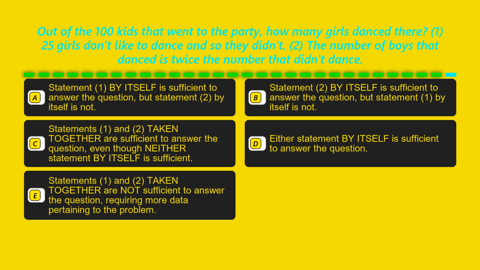Question 14. Out of the 100 kids that went to the party, how many girls danced there? 1. 25 girls don't like to dance and so they didn't. 2. The number of boys that danced is twice the number that didn't dance.